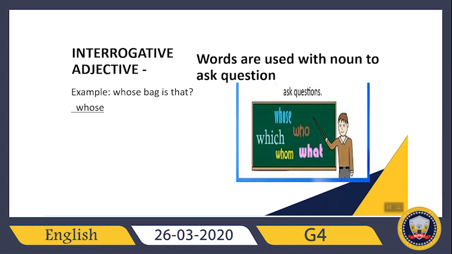So let's take an example. What if I should tell you, which team do you think will win the match? Which team do you think will win the match? So who can tell me the interrogative adjective in this sentence? The interrogative adjective is what? Which. The answer is which, because we are making use of the word which to ask what? A question. Which team do you think will win the match?